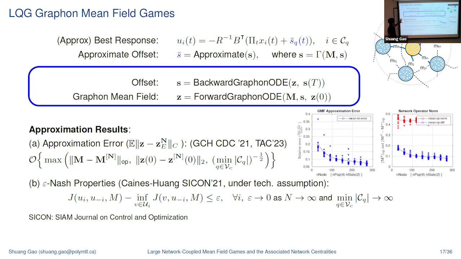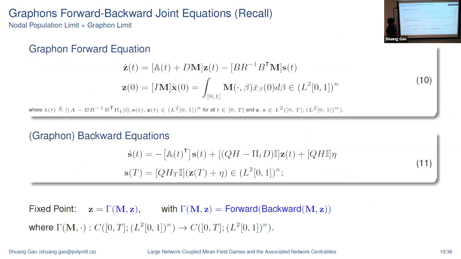Okay. Now, in terms of application, the key point is to figure out the solution for this equation. Once we figure it out, we have a very good approximation of the offset process. I recall these two equations to give you an idea. And here is this graphon forward equation, where you see graphon couplings over here and over here. For the graphon backward equation, there are no graphon couplings.